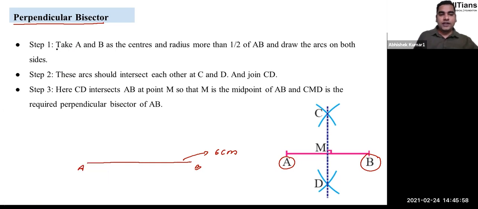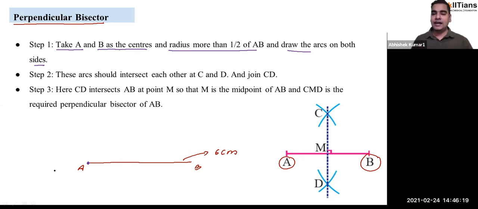What you have to do is take A and B as center and radius more than half of AB and draw the arc on both the sides. See, let's say you are selecting A as center. Now, what is the length of AB you have? The length of AB is equal to 6 centimeter.